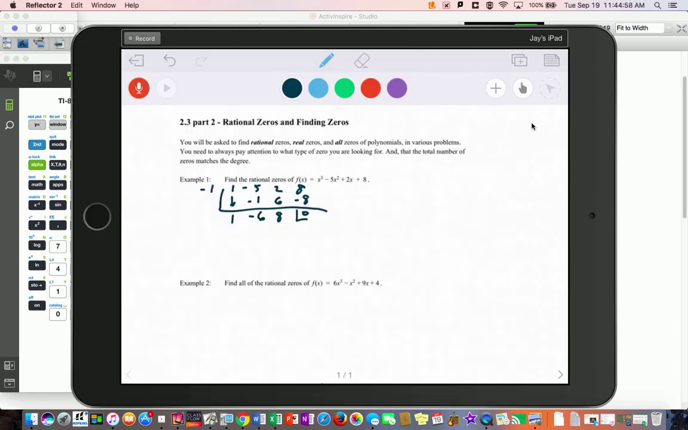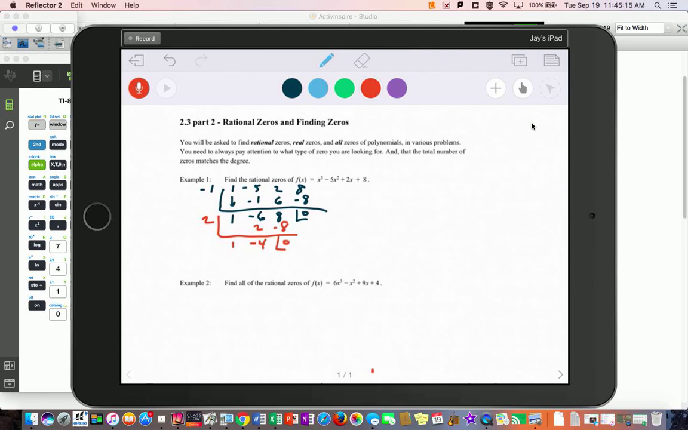So again, if we go back and look at the calculator, it looks like 2 and 4 are other zeros. So I'm going to just continue right where I left off, and we'll do a 2 out front. 1 times 2 would be 2. That would add up to -4. 2 times -4 is -8. And I got a remainder of 0.